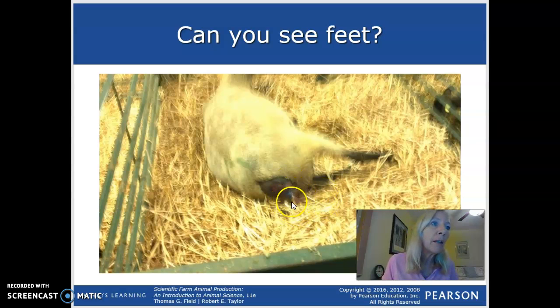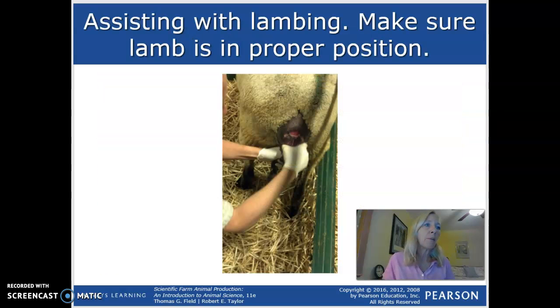And then you can see the little feet here, and that is perfectly normal. Resting on top of the feet, coming out of the vulva, is the baby lamb's nose. So the baby is born in kind of a diving position, and that is 100% normal. If you want to know more about this, you should take sheep science in the spring. I can teach you all about it.